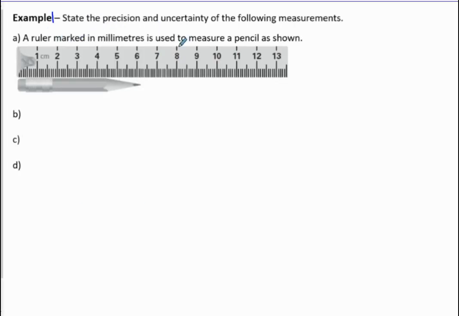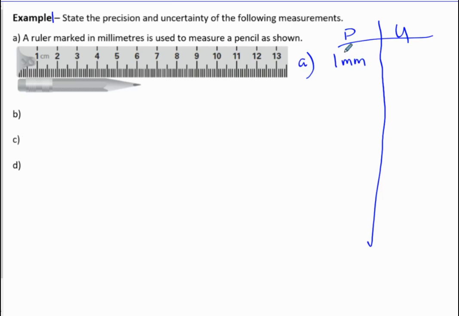So we have a ruler marked in millimeters used to measure this pencil. I want the precision and uncertainty. So the precision of this ruler is the smallest unit of measurement. I do have centimeters here, but that's not as small as I can go. I can go to the nearest millimeter. So the precision is 1 millimeter. The uncertainty will be half of that. So I have 1 millimeter, I divide that by 2 to get 0.5 of a millimeter.